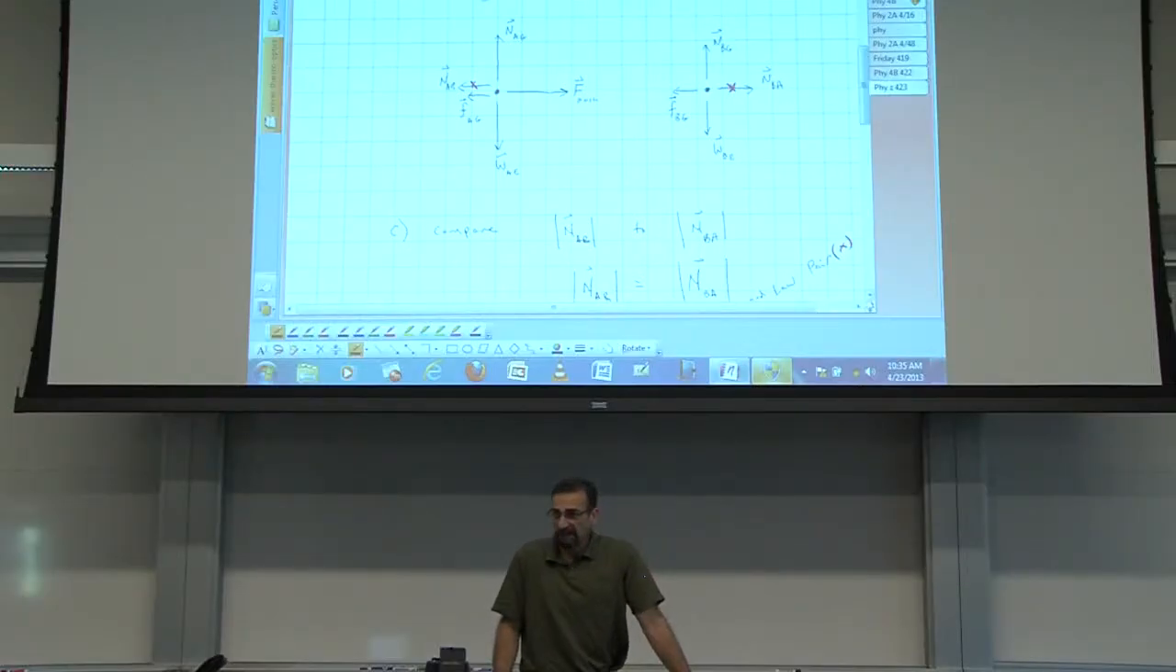How are the blocks moving? Constant speed. So there's no acceleration. If there's no acceleration, then there can be no net force on the block, because net force is what causes acceleration.